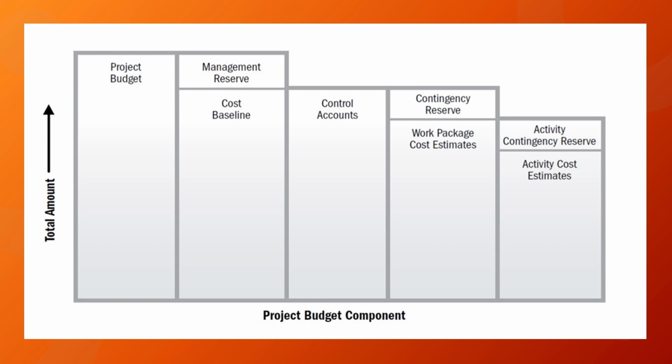So project budget is a reflection of management reserves and cost baseline. The cost baseline is reflective of the control accounts, which reflect cumulated contingency reserves and work package estimates. Work packages reflect cumulated activity contingency reserves and activity cost estimates. Let's discuss each of the components of the project budget as part of the determine budget process.